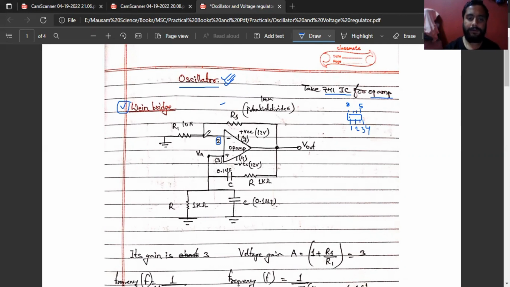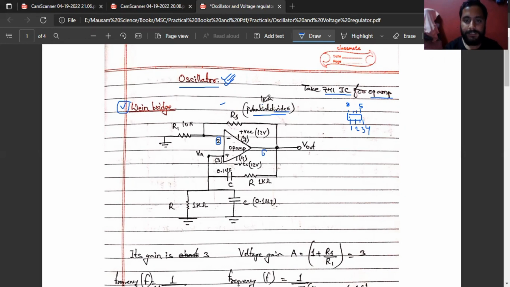Now before that connection, we need to join one variable resistance, which is called a potentiometer. The potentiometer is an electronic device which is available in the laboratory. We'll connect that potentiometer over here, from here to the other point, that is terminal number 6, which is the output of our operational amplifier.